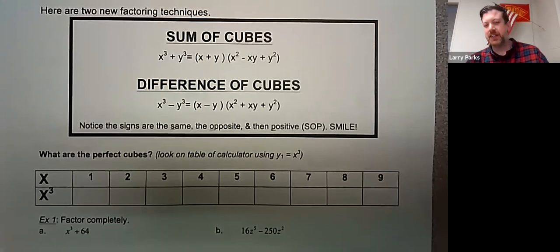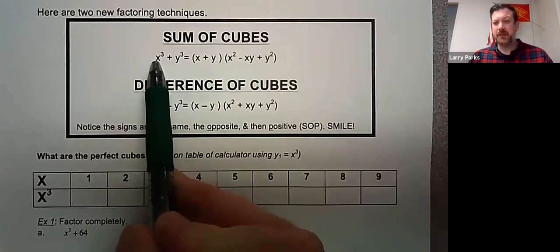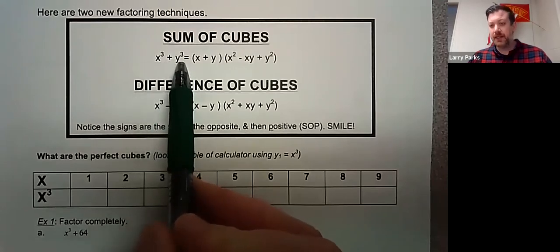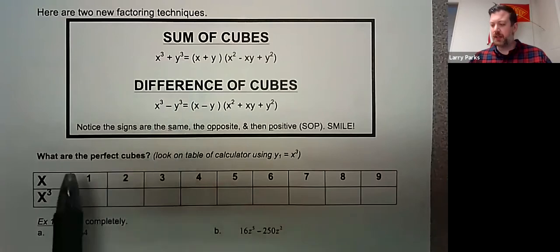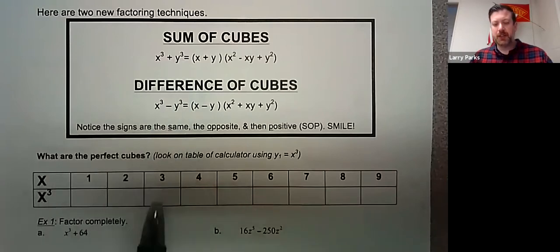Today we are going to learn how to do one more factoring technique. And that factoring technique, a couple things have to be true. One, your first term and your last term must be what we call perfect cubes. So, what are perfect cubes? We'll talk about that in a second.